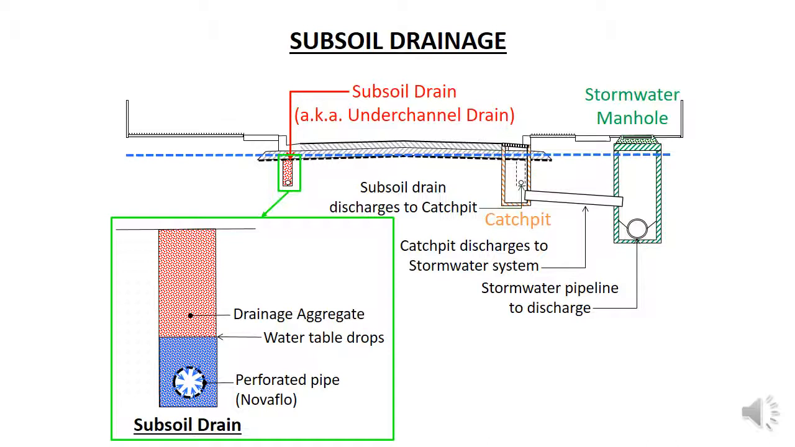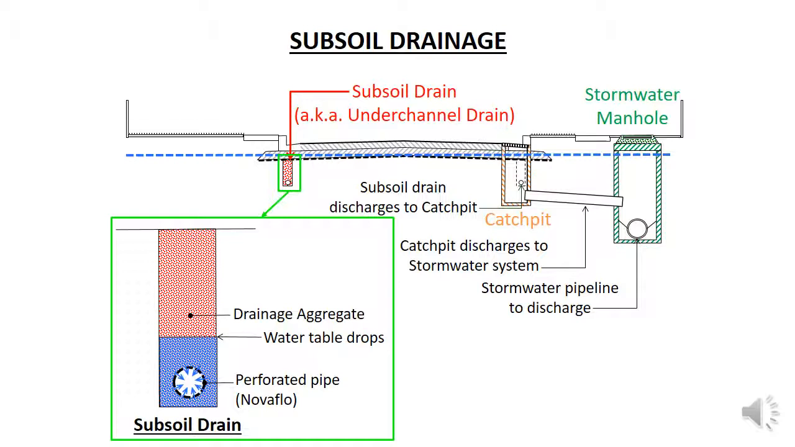We do this by installing subsoil drains under the side of the road. Subsoil drains may be called under-channel drains as well. The bottom diagram shows the details of a typical subsoil drain. It consists of a perforated pipe, often referred to as an overflow, in a trench connected to the stormwater system.